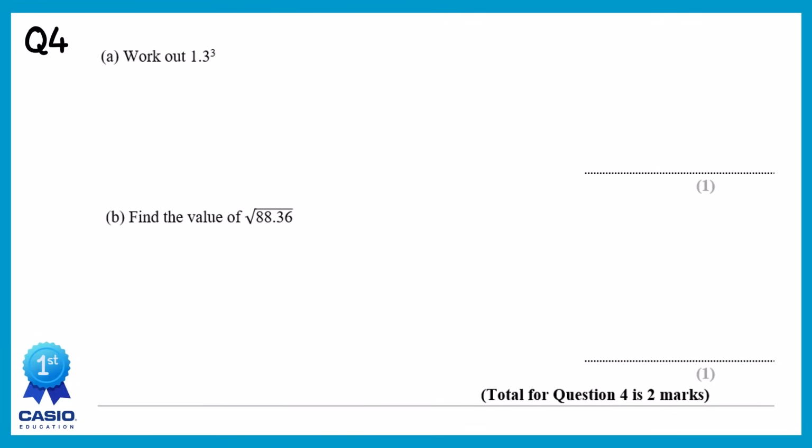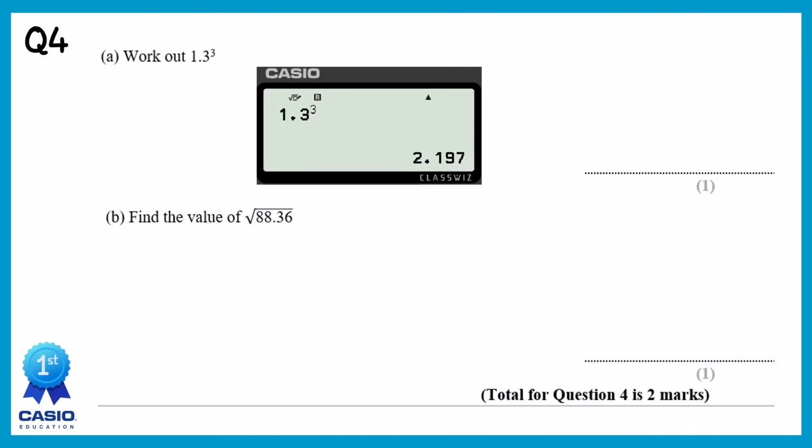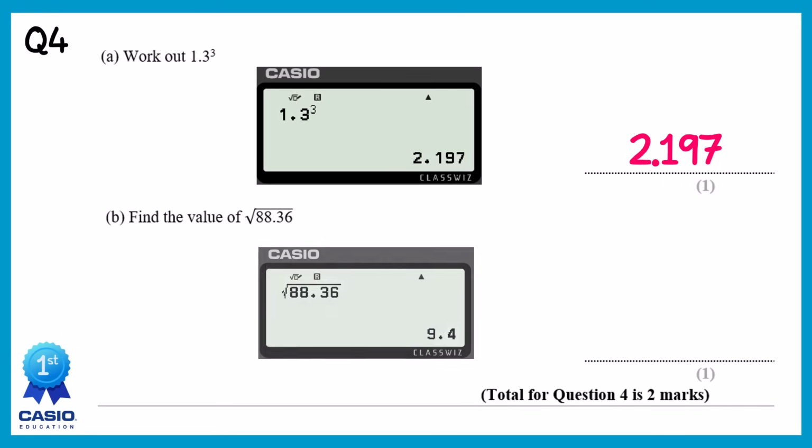To do both parts of this question, you can just type them into your calculator. If you do 1.3 cubed, you end up with 2.197. And if you do the square root of 88.36, you end up with 9.4.